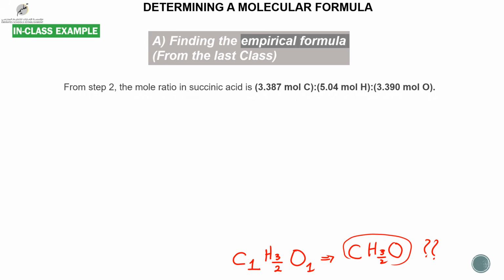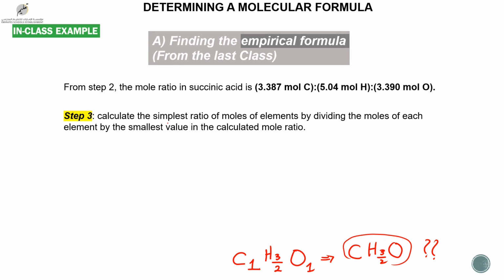So this is the mole ratio. Okay, so now for step 3, calculate the simplest ratio by dividing by the smallest value. Meaning the smallest value, 3.387. So divide the moles of C by 3.387, which gives us 1.